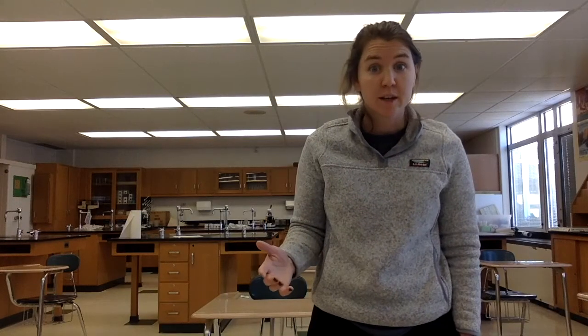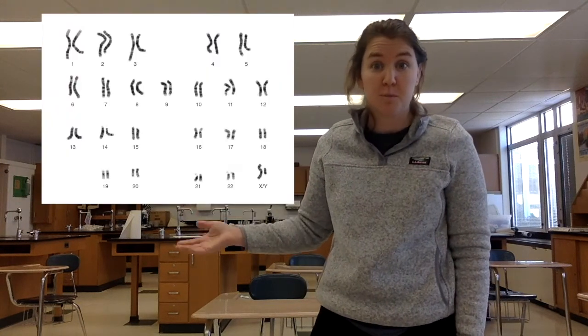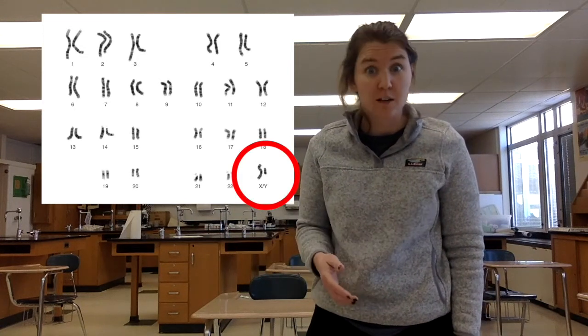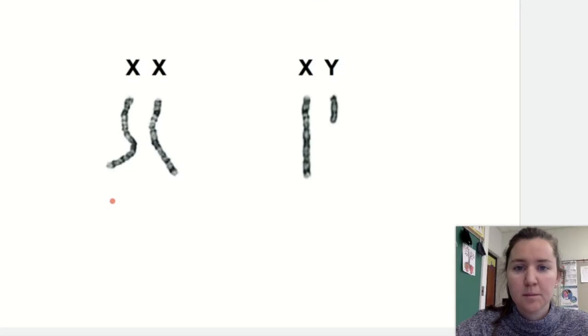So sex-linked traits are traits that are found on the sex chromosomes. Now remember, we have 23 pairs of chromosomes. The 23rd pair, those are the sex chromosomes, the X and Y.